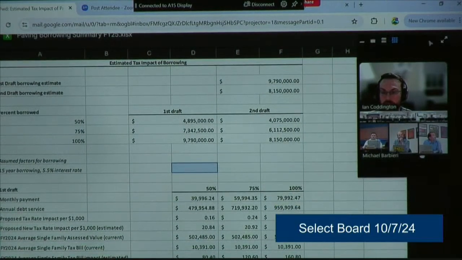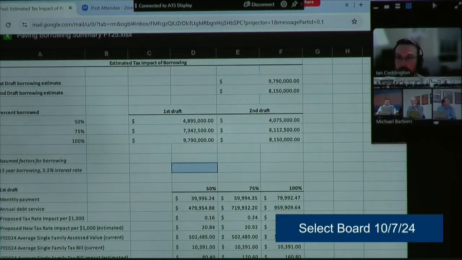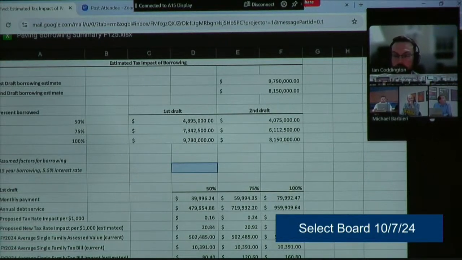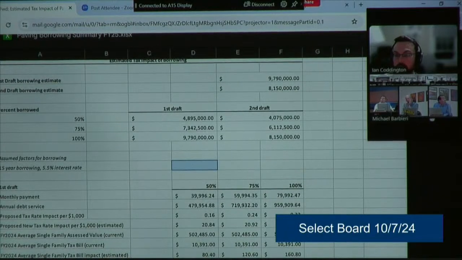So looking at the first draft and the numbers, the assumptions here are 15-year borrowing, as recommended by the DLS borrowing terms, and a 5.5% interest rate, which is conservative because I didn't want to use a lower interest rate, just to see what the worst case scenario would be in terms of highest interest cost.